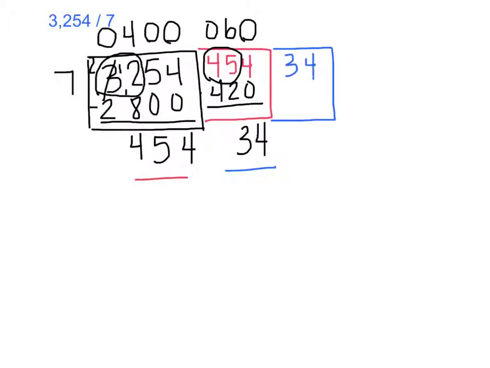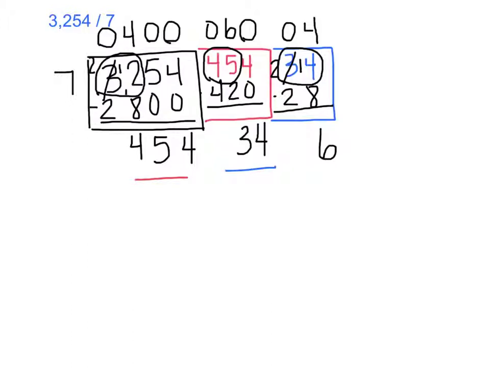And repeat. 7 cannot go into 3. It's just too small. But 7 can go into 34. Let's see. 7, 14, 21, 28, 35. Oh, 35 is too much. So I know it can only go in 4 times, and I used my multiples rule. 4 times 7 is 28. We're going to subtract. And our remainder is 6.